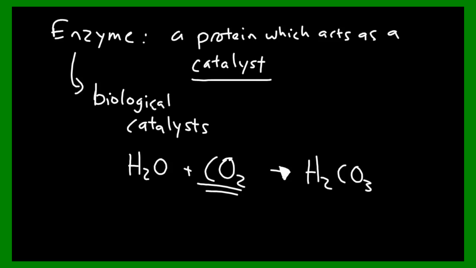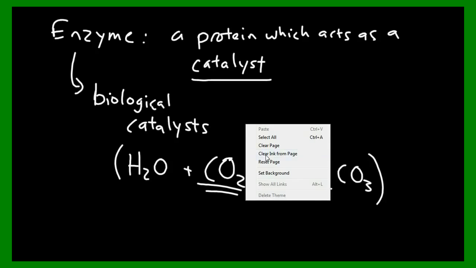This is a chemical reaction which is very important within your bloodstream. Enzymes help make this chemical reaction go faster. How exactly do enzymes make chemical reactions go faster? Well, let me show you a picture, because pictures help us to understand things a lot better.